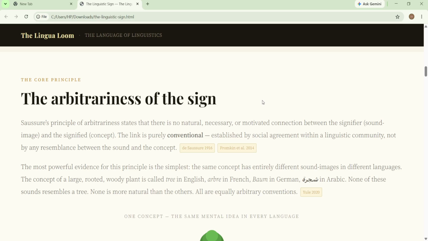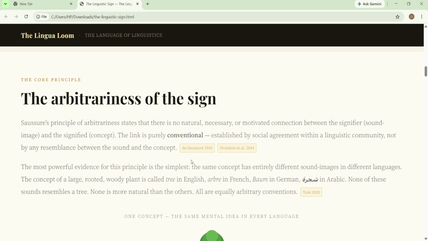So Saussure's principle of arbitrariness states that there is no natural, necessary, or motivated connection between the signifier, which is the sound image, and the signified, which is the mental concept. The link is purely conventional, established by social agreement within a linguistic community, not by any resemblance between the sound and concept. So this is what it is. Arbitrariness is conventional in nature. It is what people come together to decide a meaning about something, which is the sign. So the base example we're going to discuss.